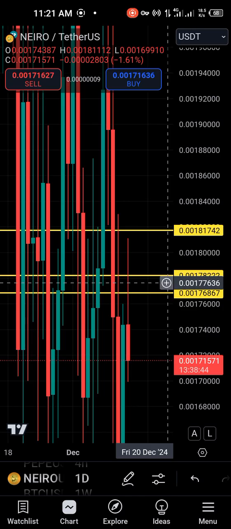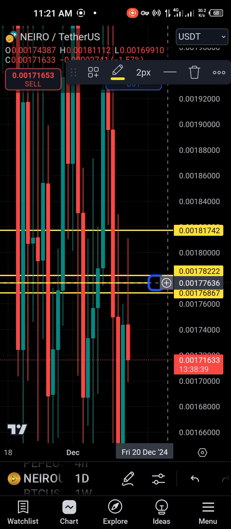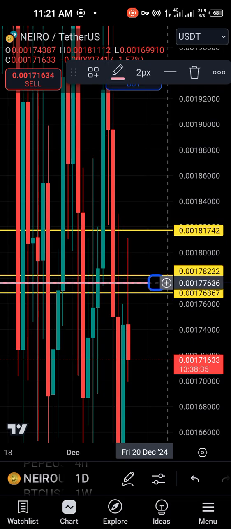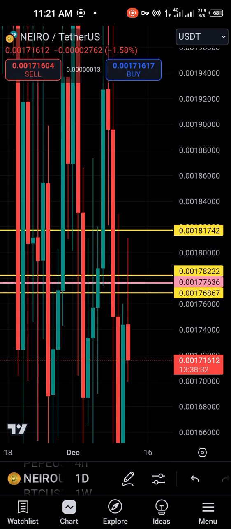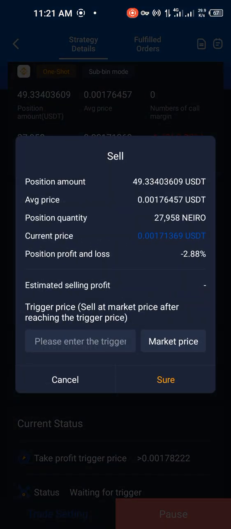Okay, I click on this, and let me change the color so we understand where I'm going. Okay, so we want to take below 1%. You see this pink one now that we changed the color. We want to take below 1%. So we want to take like 0.0017763, 0.0017736. So all you need to do is to go to your bot, you do a manual setting.